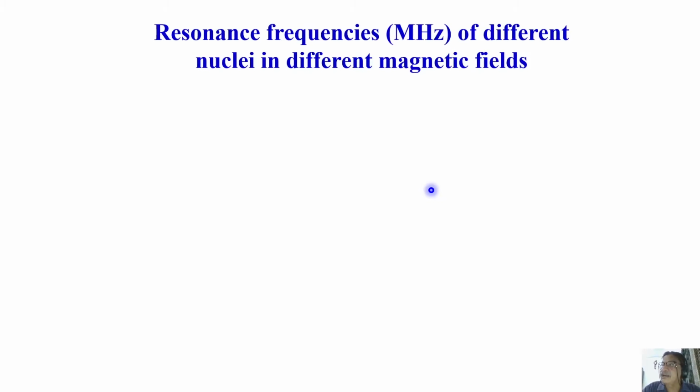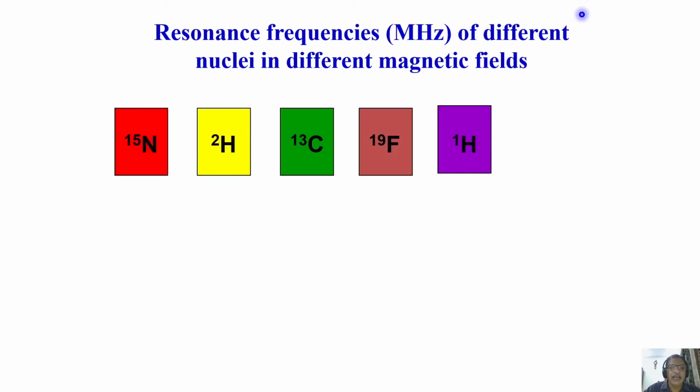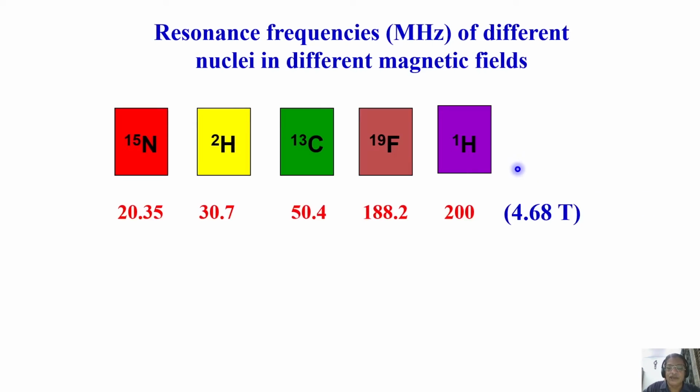With this, now let us look at resonance frequencies of different nuclei in different magnetic fields. This we have already discussed. Let us say I have to see 5 different nuclei in different magnetic fields. One, let us look at the magnetic field of 4.68 Tesla. In that, proton resonates at 200 megahertz, carbon is 4 times smaller, 50 megahertz, and nitrogen resonates at 20 megahertz.